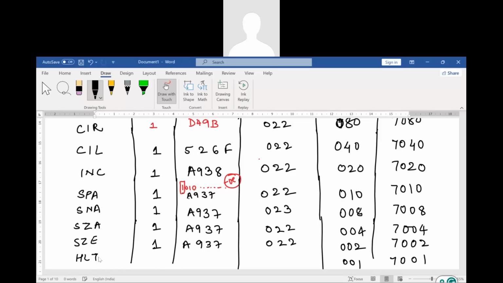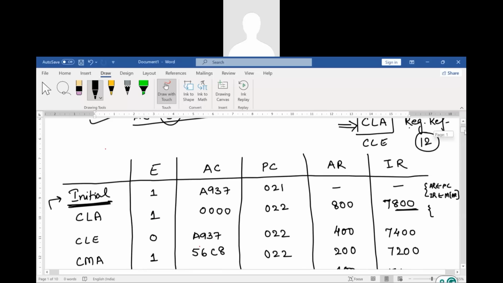Last one, halt. What is halt? Halt instruction sets the value of start stop flip flop to be 0, right? And hence here we are not showing the value of S. So all these things would remain as it is. The only change would be reflected in the start stop flip flop, which we are not showing over here. So this is how we will be solving this question.